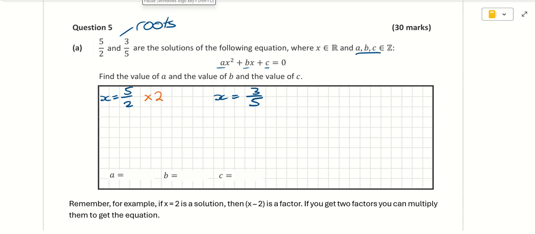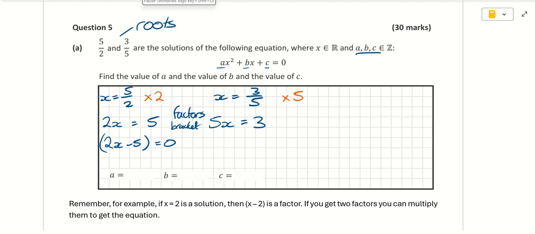Now, we want whole numbers here, so we've got integers. So let's just get rid of these fractions. Let's times this one by 2 and times this one by 5. Remember, we always want to get rid of fractions if we can. So we've got 2x equals 5 here, and we've got 5x equals 3 here. So now that we've got the roots, we want to then make these into factors. So this would become 2x minus 5 is equal to 0. Factors are basically the brackets. You know, when you factorize, you make the brackets. So here you have 5x minus 3 is equal to 0.